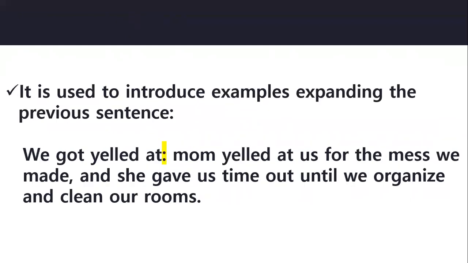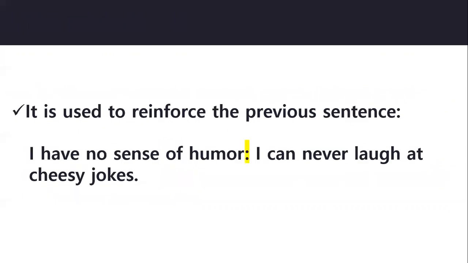Second, it is used to introduce examples expanding the previous sentence. We got yelled at: Mom yelled at us for the mess we made, and she gave us time out until we organize and clean our rooms. So, the entire second sentence is used to explain the first one. Why did the kids get yelled at? The second sentence is used as an explanation. They made a mess, and their timeout won't be over until they organize and clean their rooms.